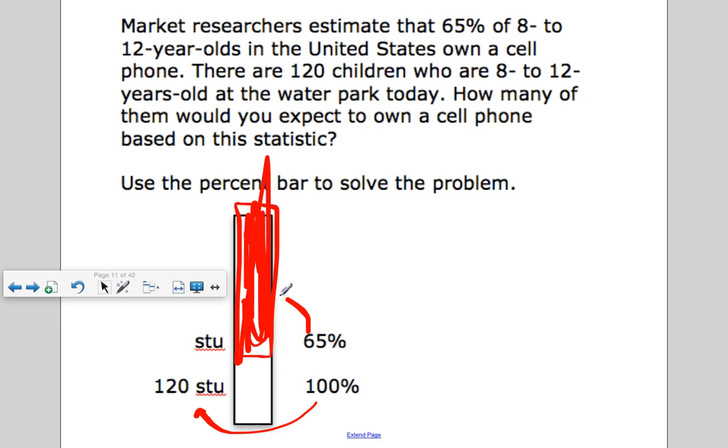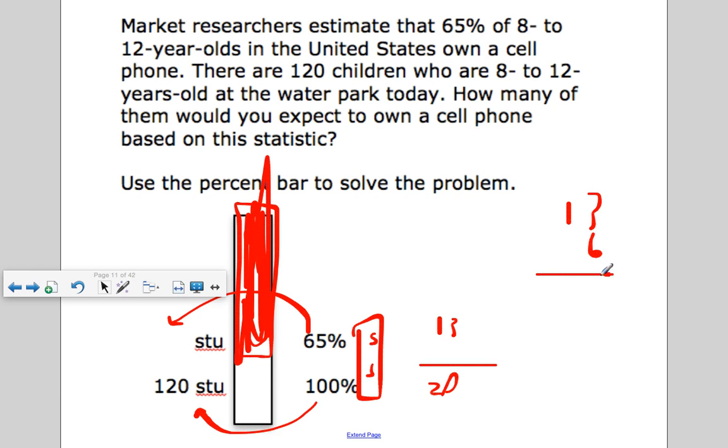Could you simplify 65%? Yes, you can. You can simplify it by 5. If I do so, that would be 13/20. Now, can I build this up to 120 students? Yes, I can. I can build it up by 6. 13 times 6 would be 78 students. So if there were 120 students at the water park, part of that whole bunch will own a cell phone, and that would be 78 students.